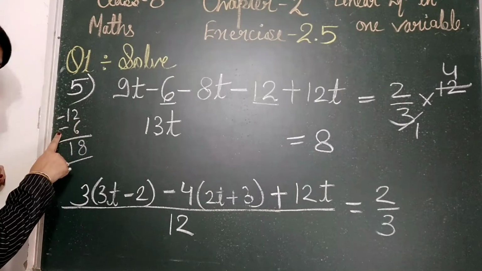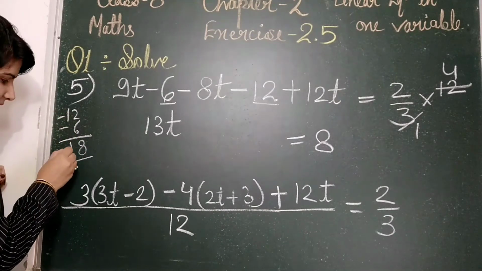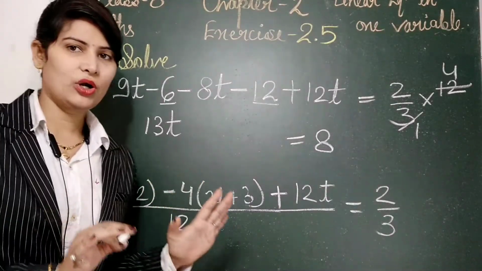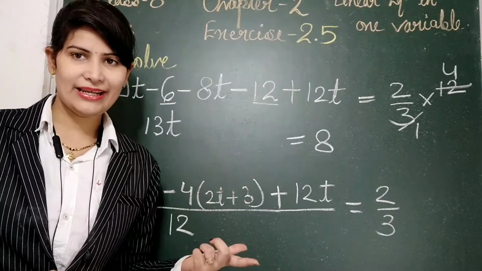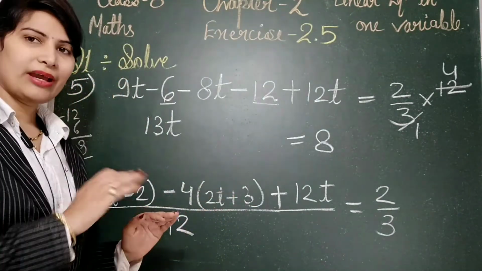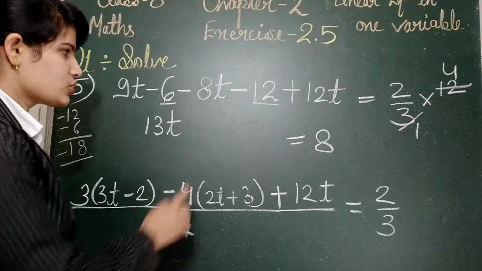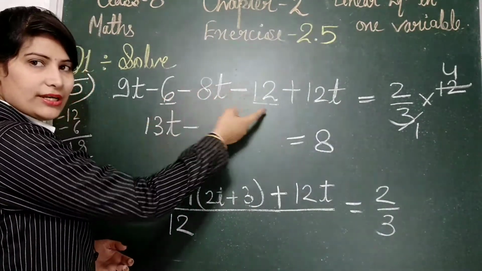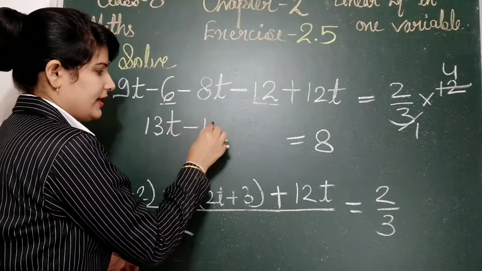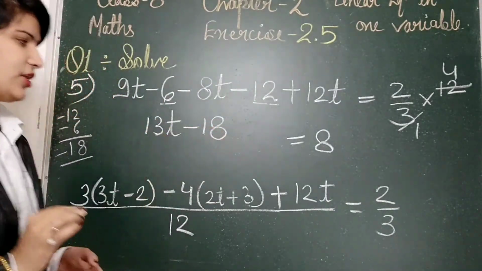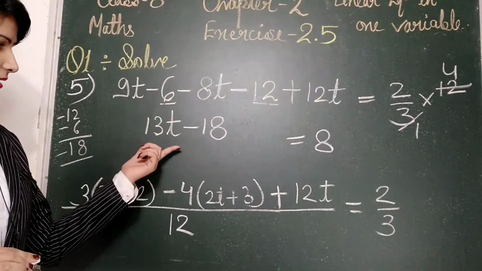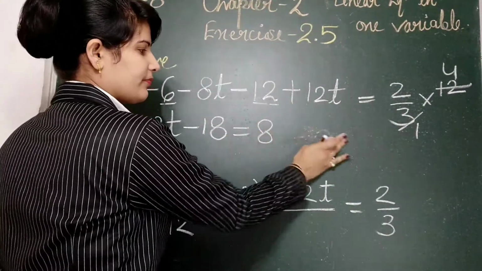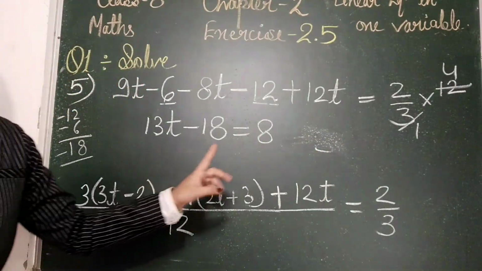But both have a minus sign, so the greater digit has a minus sign. So minus 18. First you need to study the concept of integers, in which the signs will become clear. You can see my previous videos also. So 12 plus 6 is 18, like this. So here 13t minus 18 is equal to 8. This is the left hand side and this is the right hand side.